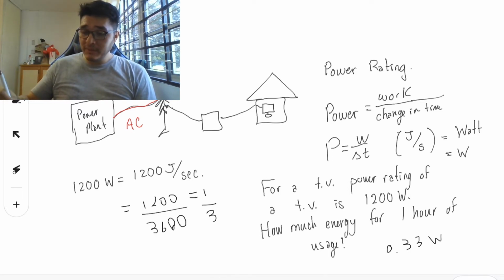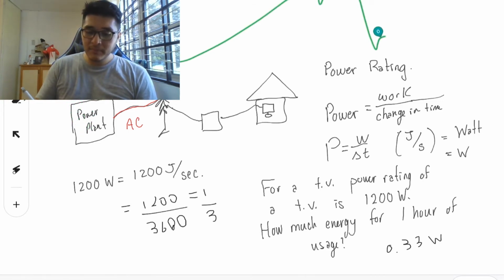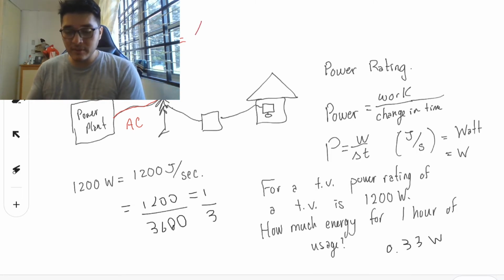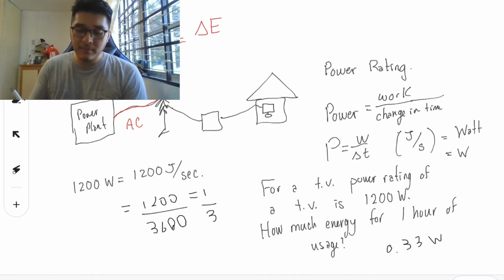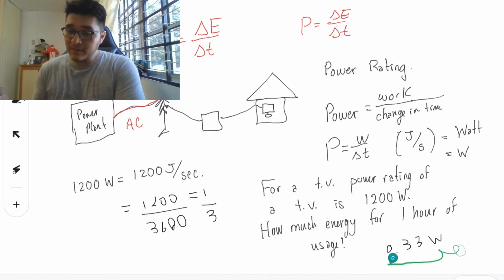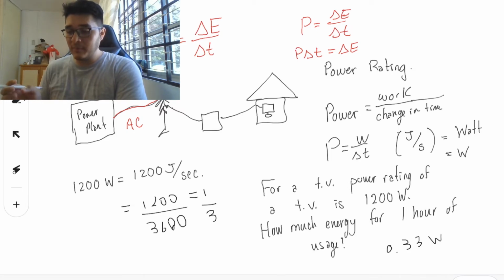All right, so for this particular question, they're asking you how much energy is required. So if you look at the formula for power, it is work over the change in time. But work is actually the transfer of energy. So another way to think about it is the change in energy over the change in time. So if we want to isolate for how much energy is needed, we just need to multiply power by the change in time to give us the change in energy. So the power rating was 1200, and we multiply that by 1 hour.